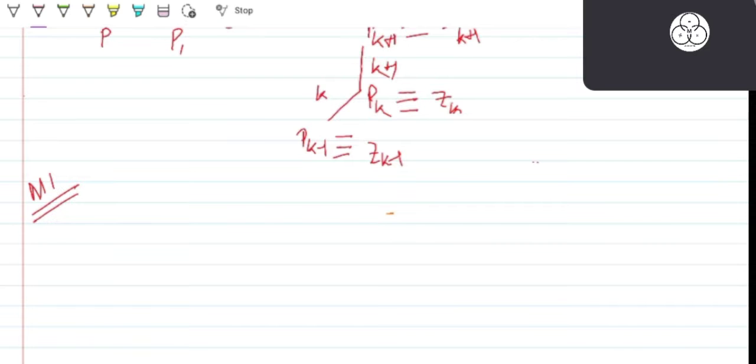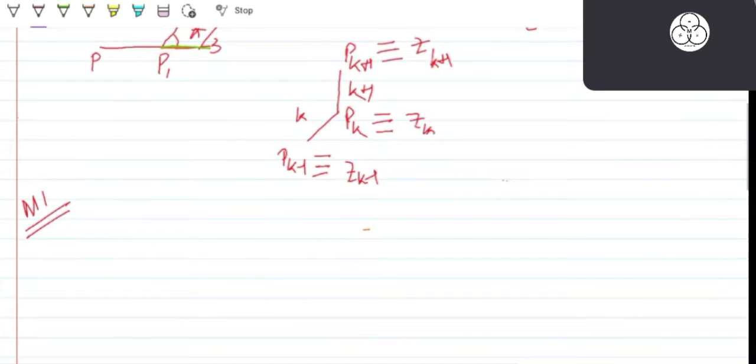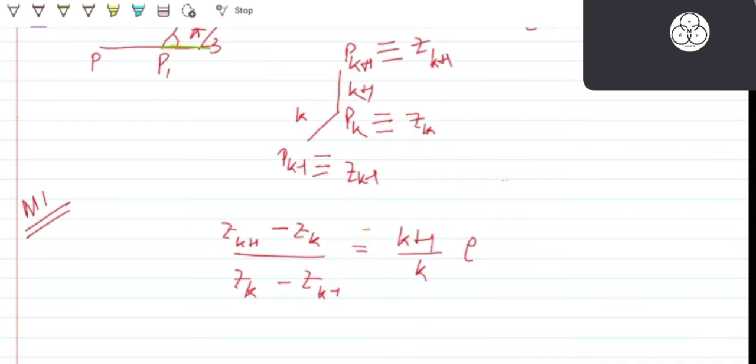I'll use the concept of rotation of complex numbers in zk plus 1, zk and zk minus 1, and what I will get is zk plus 1 minus zk over zk minus zk minus 1 equals k plus 1 over k e to the power iota pi by 3, since we are rotating it by 60 degrees. Here we can easily establish a recurrence relation and find the required zk.